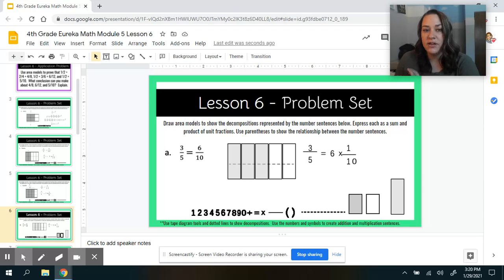The point of the area models is just for you to be able to see what's happening. Why is that equivalent? Why, when we decompose, even though 10 is larger than 5, are they the same? That's the whole point of area models, okay?